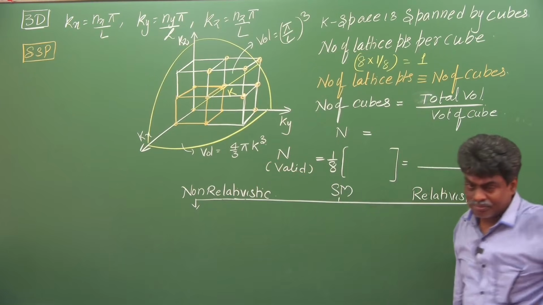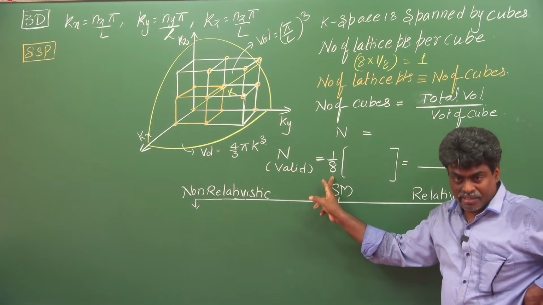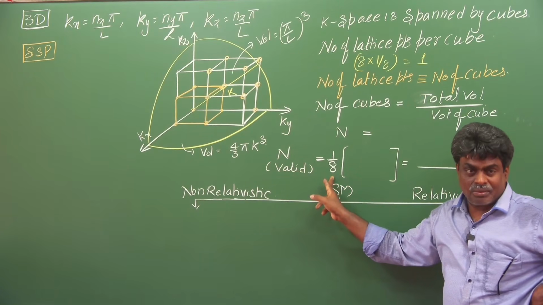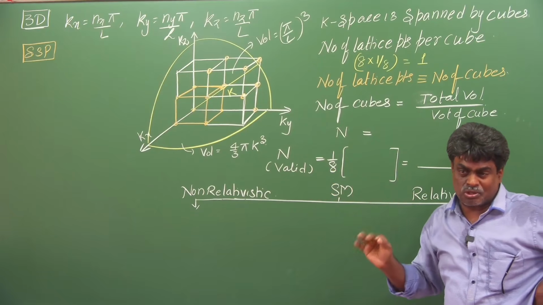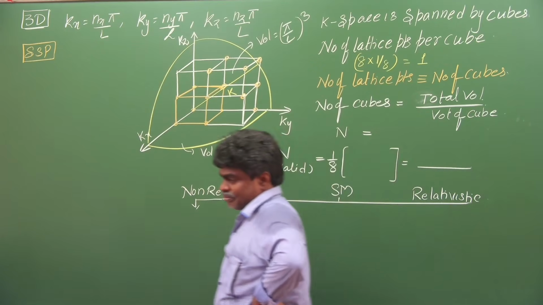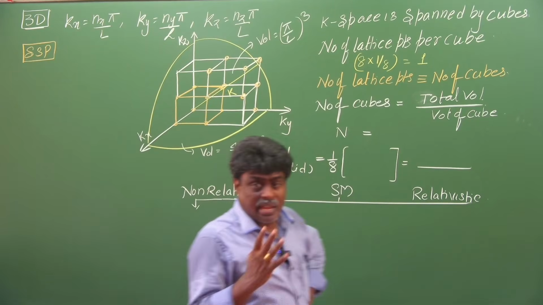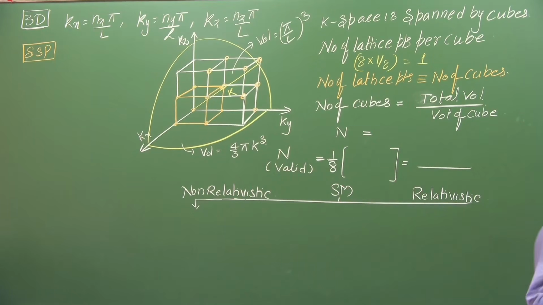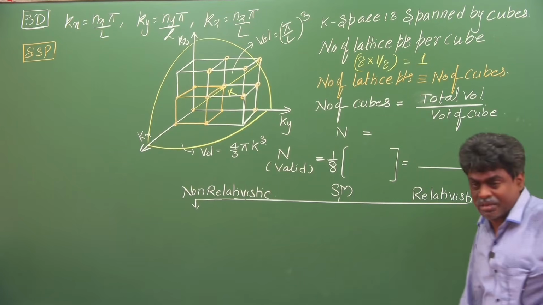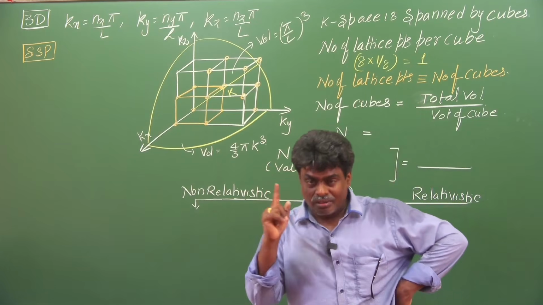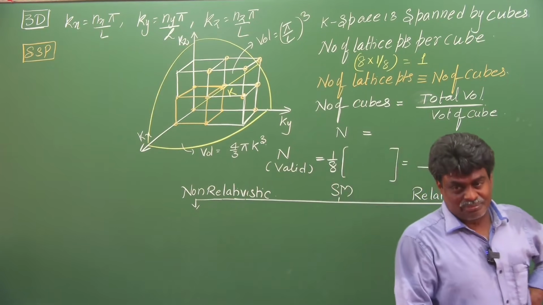Come on, do it. And 1/8, why? Only 1/8 part is positive. Total how many portions will be there for a sphere? 8 portions: front side 4, back side 4. Out of that, only one front side portion has kx, ky, kz all positive. In the remaining, at least one is negative. That's why 1 by 8.